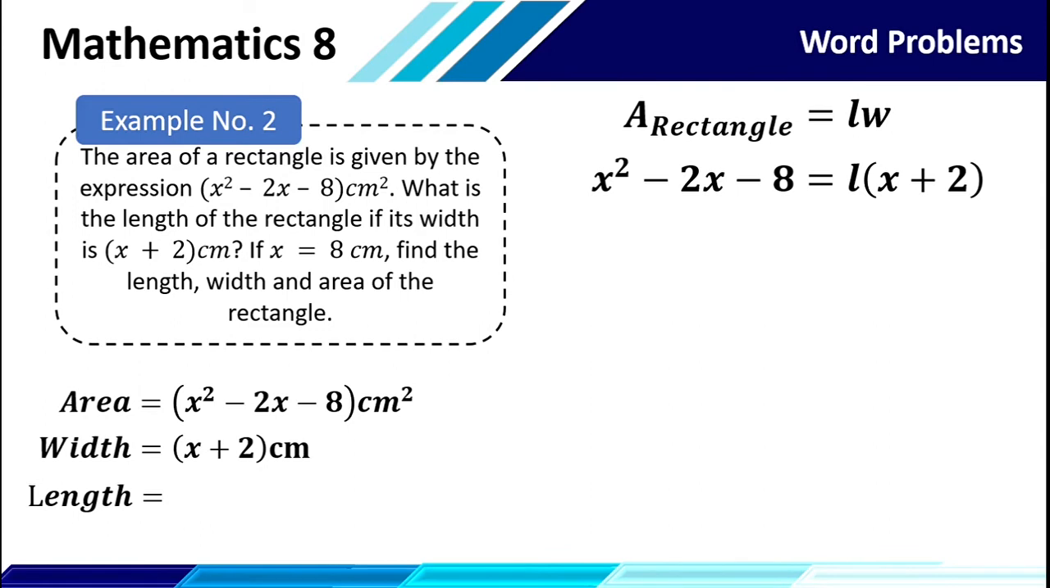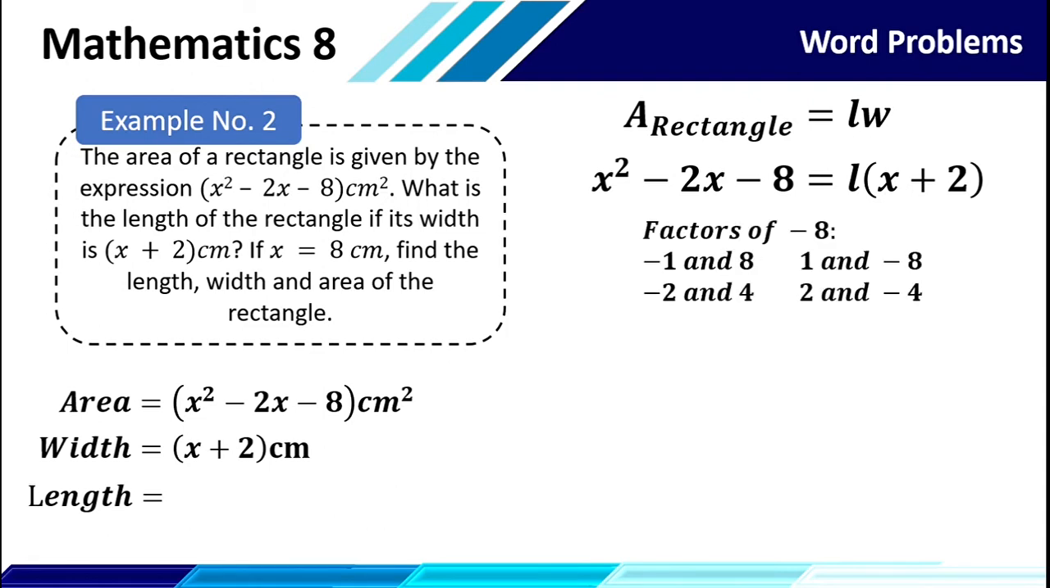To find the factors of x squared minus 2x minus 8, let's use quadratic trinomials. We know that a is equal to 1, therefore let's find the factors of negative 8. The factors of negative 8 are negative 1 and 8, negative 2 and 4, positive 1 and negative 8, positive 2 and negative 4. We will look for a pair of factors wherein when we add, the answer would be negative 2. And that is positive 2 and negative 4.